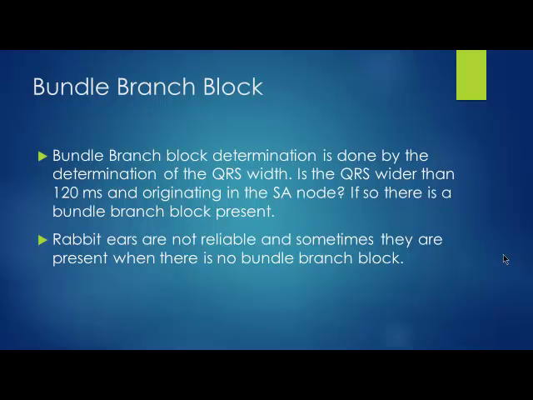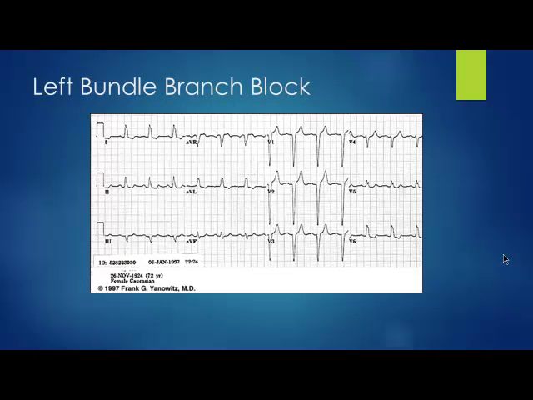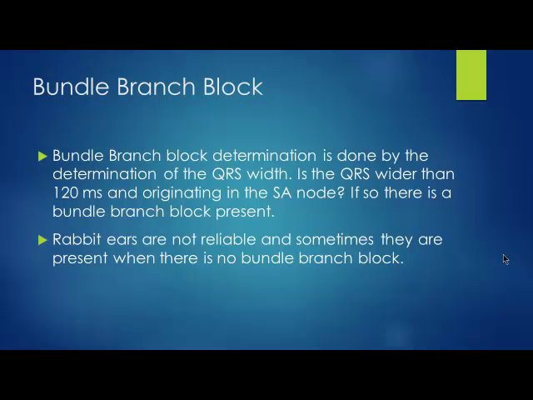What lead is the best lead for bundle branch block? V1. Rabbit ears are not reliable. Remember those RSR waves, the RSR prime waves? However, they are a pretty good indication if you're looking at them in V1. Now, also very important that you note with your QRS, if you're looking for bundle branch block, greater than 120 milliseconds or 0.12.